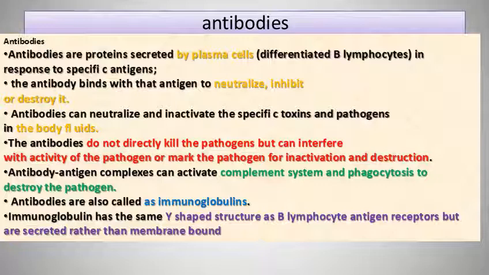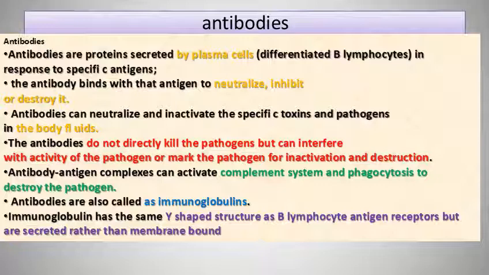Antibodies are also called immunoglobulins. Note that antibodies are also called immunoglobulins. And the immunoglobulin has the same Y-shaped structure as B lymphocyte antigen receptors, but they are secreted rather than membrane bound. Okay.